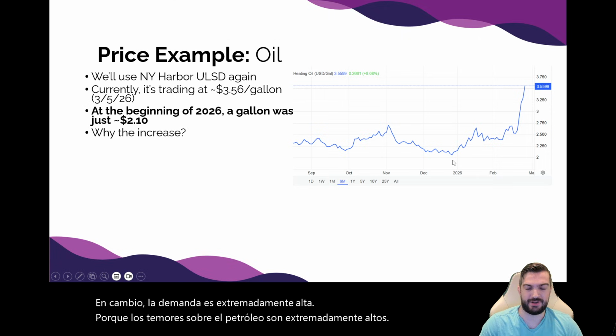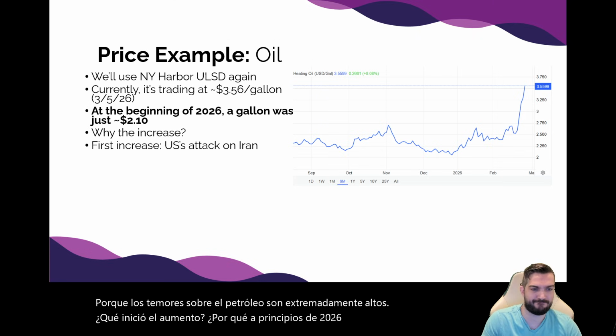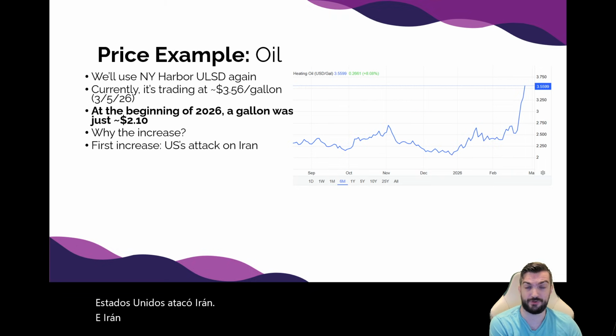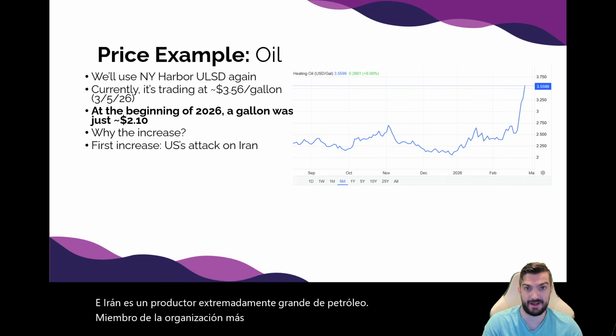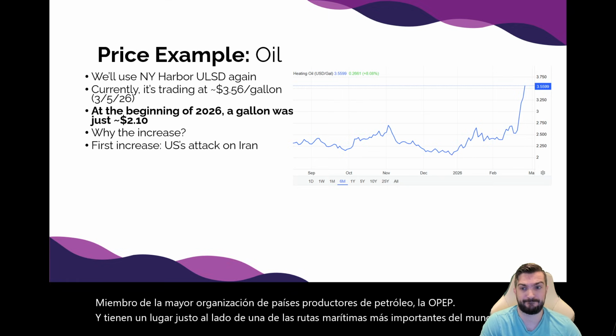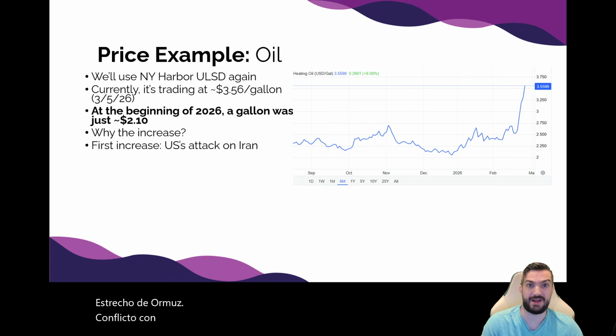What started the increase? Why at the beginning of 2026 did the price of oil start to go up? The US attacked Iran. The US attacked Iran, and Iran is both an extremely large producer of oil, a member of the largest organization of oil producing countries, OPEC, and they have a place right next to one of the most important shipping routes in the world, the Strait of Hormuz. Obviously, conflict with an oil-producing country that sits right next to and can cause problems with global shipping routes is a big deal.